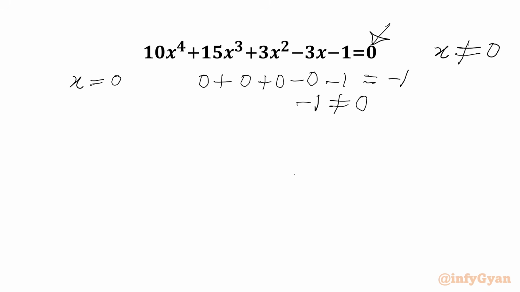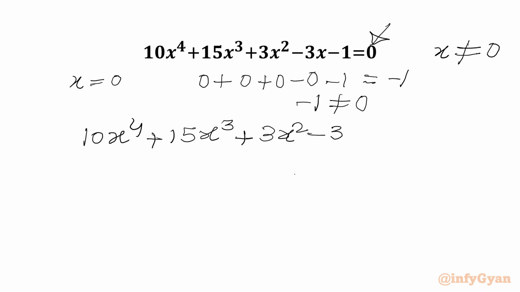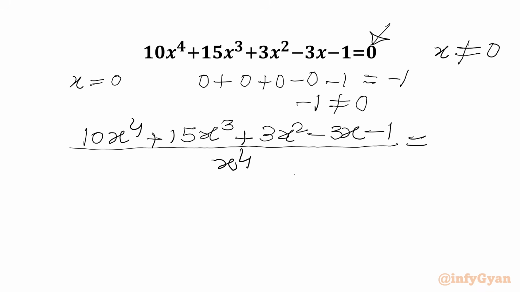Now we will divide our equation by x power 4 on both sides. So I will write 10x power 4 plus 15x cube plus 3x square minus 3x minus 1 divided by x power 4 equal to 0 divided by x power 4.